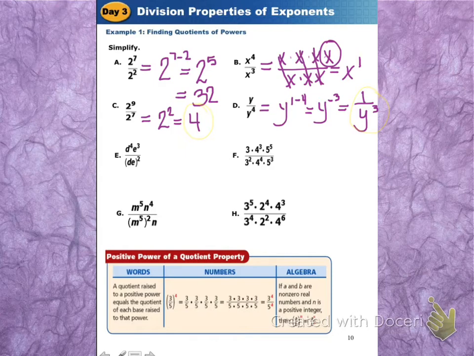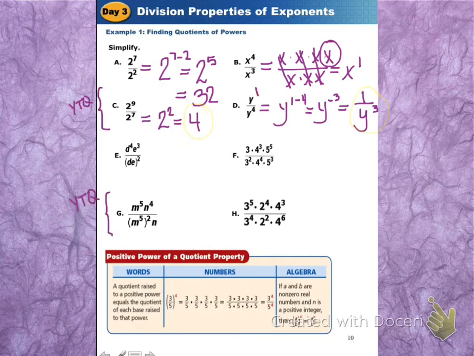And for D, that was a little trickier because we had no exponent listed in the numerator, and what that really means is that it's y to the first. So this is really y to the 1 minus 4 power, which is just y to the negative third. We know that it's not appropriate to leave negative exponents in our final answer, so we're going to use the negative exponent property to write this as 1 over y to the third.